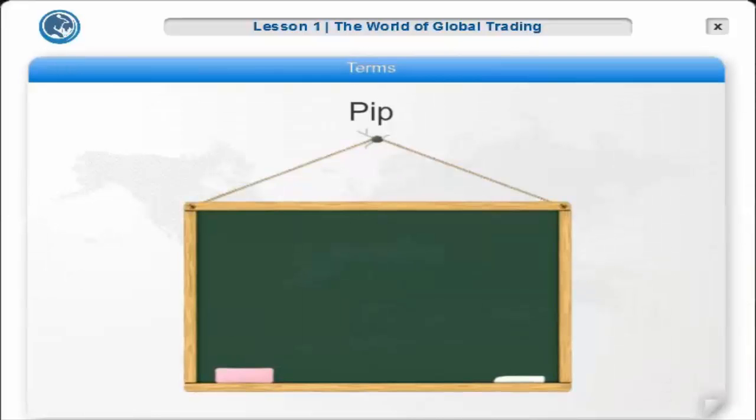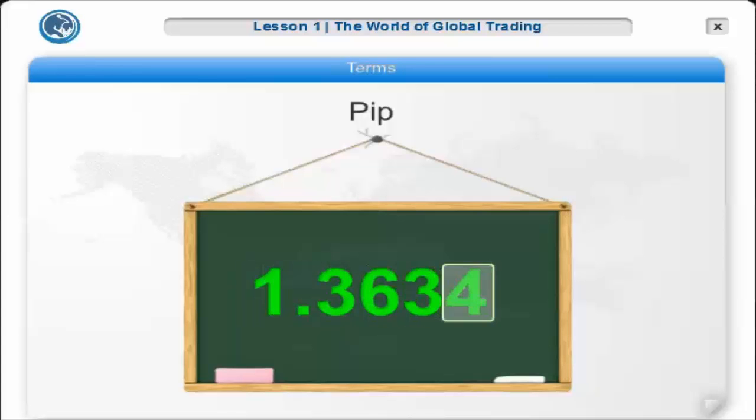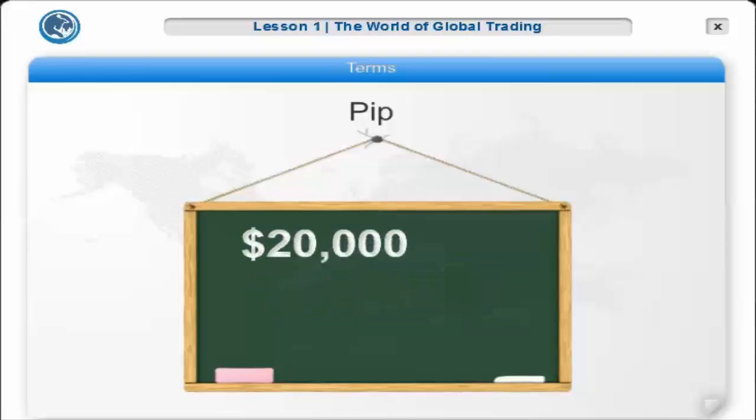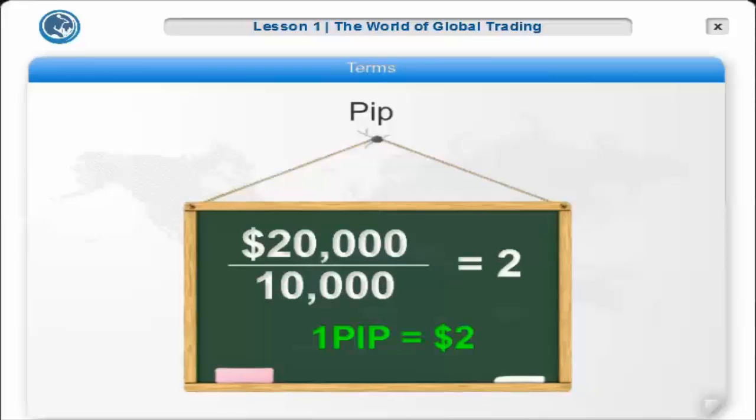Several special terms have been created to describe concepts in the global trading market. The following are the most important terms to know. PIP. This refers to the smallest possible movement in the market. In most cases, it refers to a change in the value of the fourth digit following the period. The value of a PIP is usually calculated by dividing the total amount of the trade by 10,000. For example, let's say we open a trade for $20,000. We will then divide 20,000 by 10,000, meaning that each pip is worth $2.